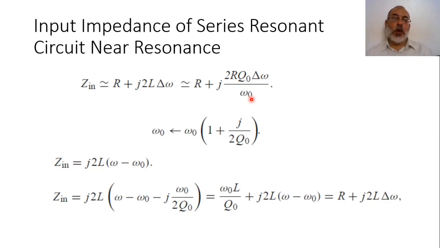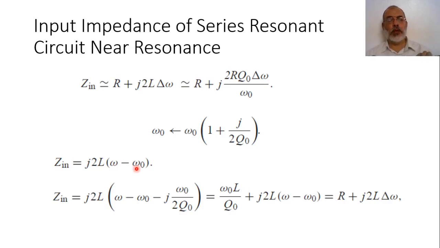We are going to represent omega naught in the complex frequency domain as omega naught multiplied by 1 plus J over 2 Q naught. So we replace omega naught from a completely real value to a complex frequency, omega naught multiplied by 1 plus J over 2 Q. Here, delta omega was actually omega minus omega naught. So in the complex frequency domain, we can represent the input impedance in terms of the inductive value only as J2L multiplied by delta omega, which is omega minus omega naught.